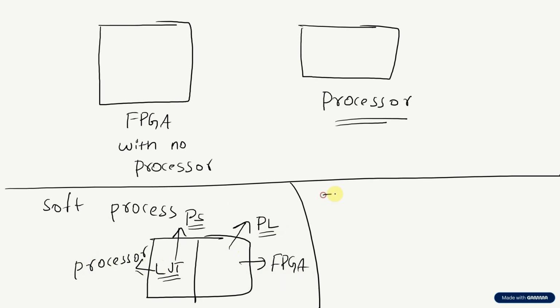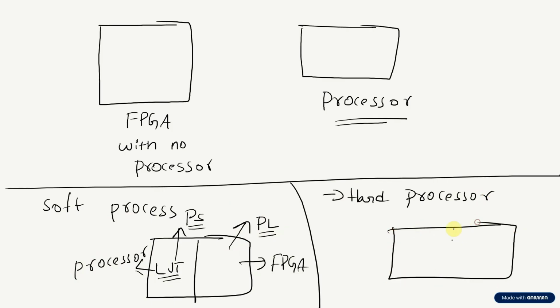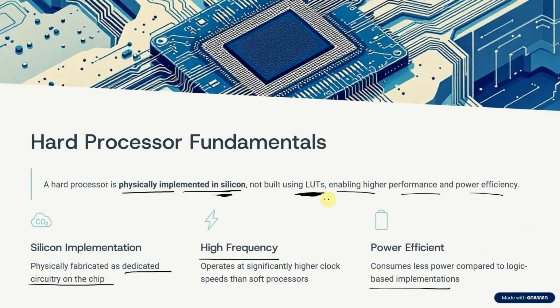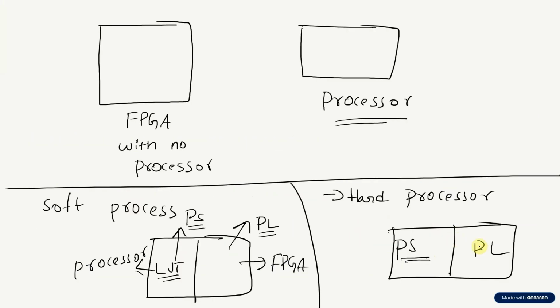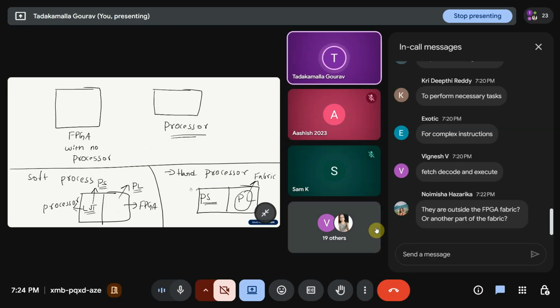Now, in the case of your hard processor also, the same chip is divided into two parts where you are going to have PS and PL, but this PS is not built using the LUTs, it is built using the silicon. It is physically implemented in the silicon, not using the LUTs. That's why it is very power efficient and has high operating frequency. And this is our PL, our FPGA fabric, which we are going to have on a single chip. So are the three differences clear?